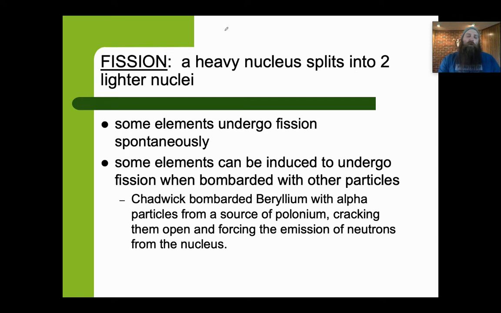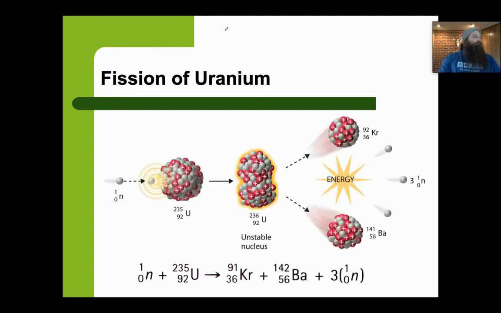When we talked earlier in the year about the fact that James Chadwick discovered the neutron, the way he did that was he used alpha particles from polonium, which is a radioactive element that Marie Curie discovered, to bombard beryllium atoms. He used alpha particles like bullets and shot the sample of beryllium. It cracked the beryllium open and forced the emission of neutrons. He detected those neutrons, and that's why he is responsible for discovering the neutron.